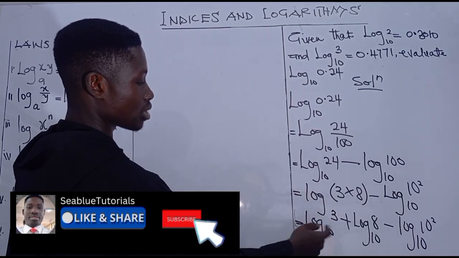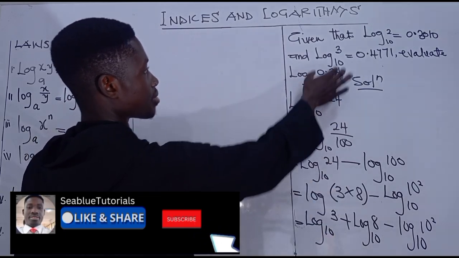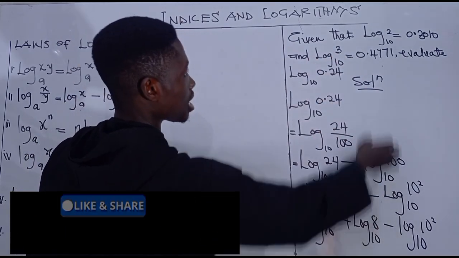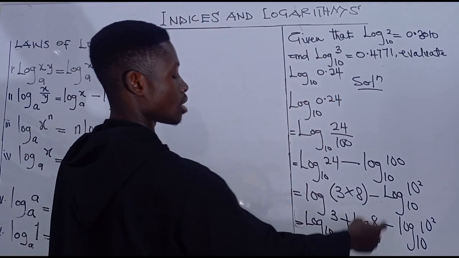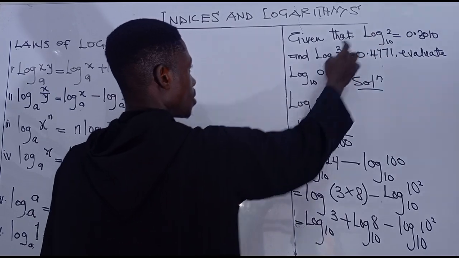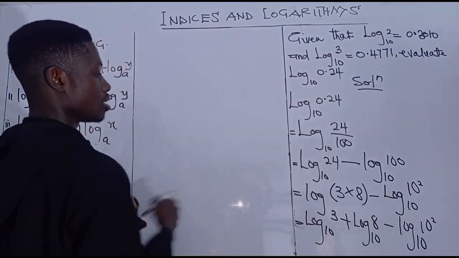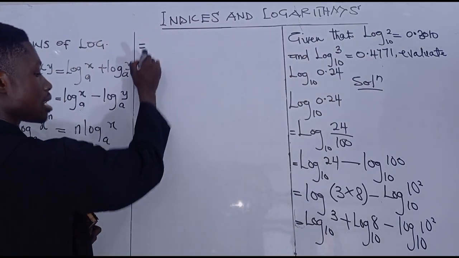Now, we've gotten log of 3 to the base of 10, which is this. But this one, we don't have it in the estimated number. So you have to break this one down in order to have either this or that. So from here, let's move to this part.